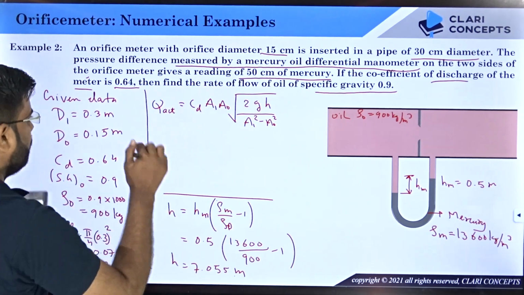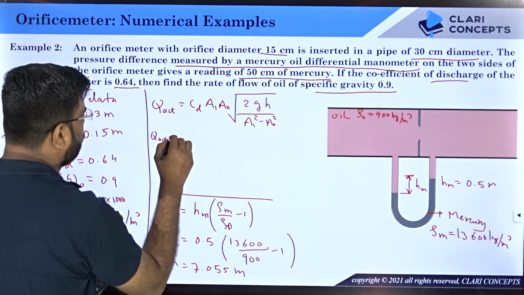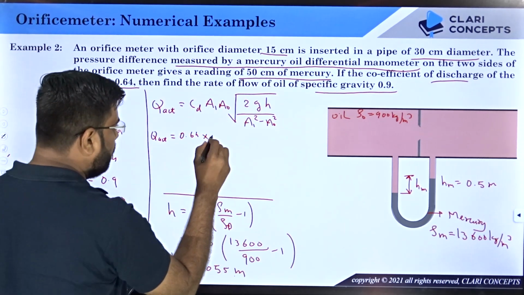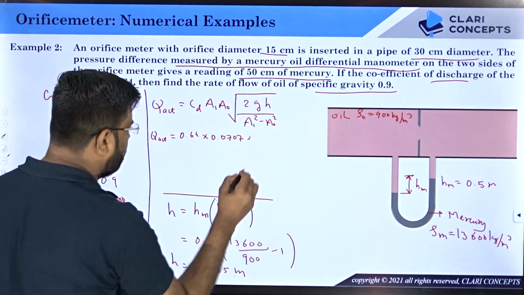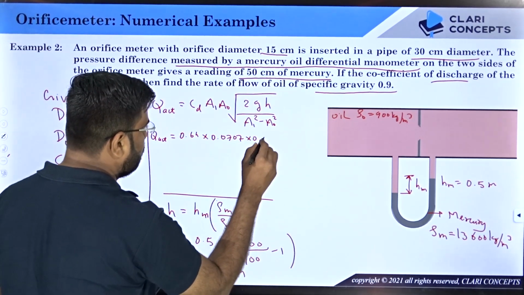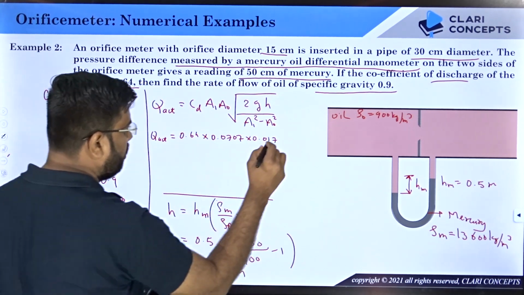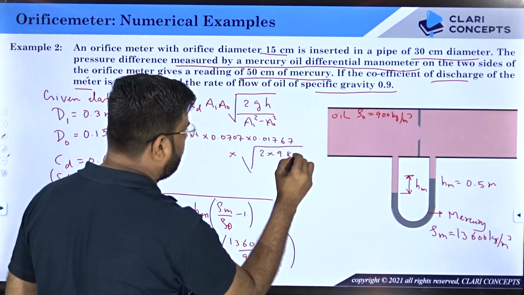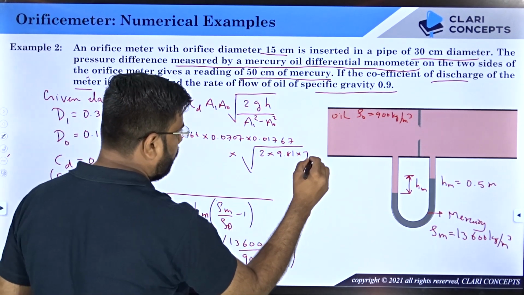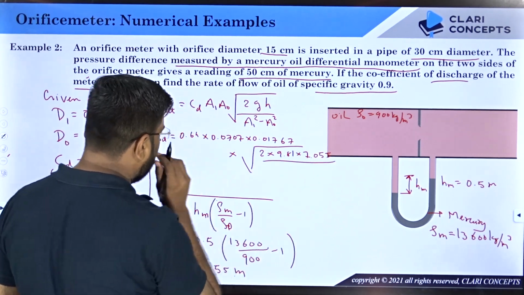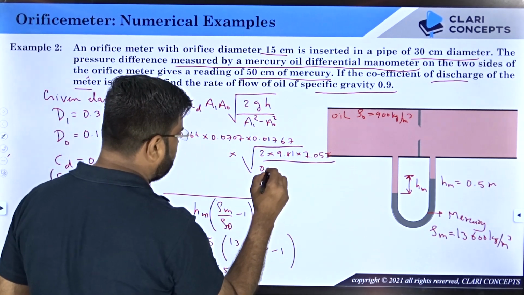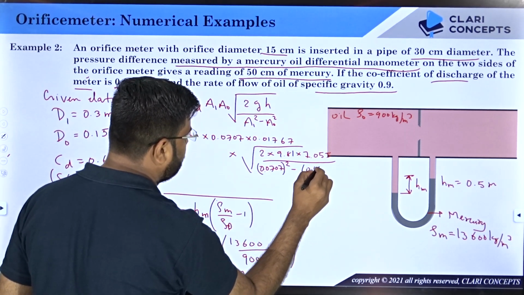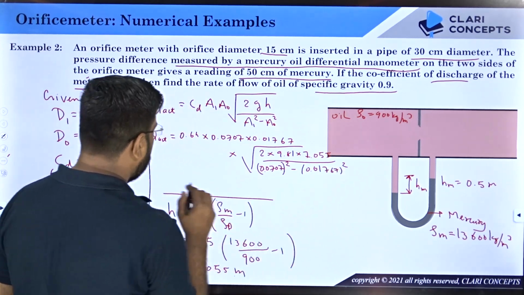Now we have received all the values. Just substitute the values in the formula. You will get Q actual equals to CD is what? 0.64 into what is A1? 0.0707 into what is A2? 0.01767 into under root of 2 into 9.81, that is G, into H is 7.055 divided by A1 square. A1 is 0.0707 square of that minus AO 0.01767 square. Now what is the final answer?